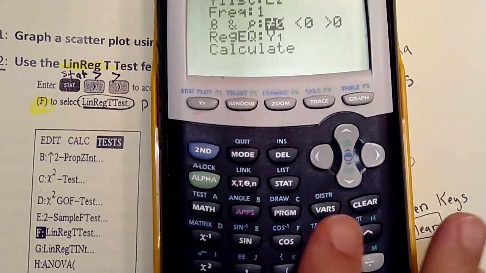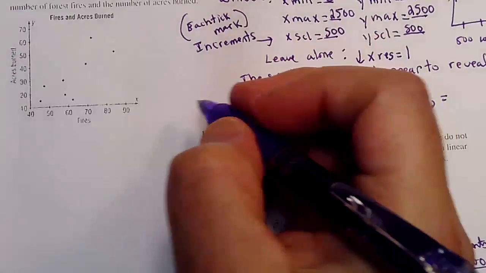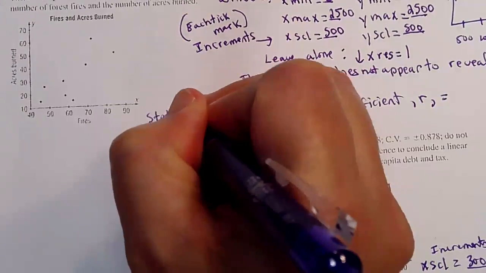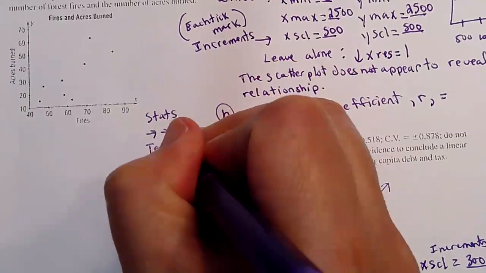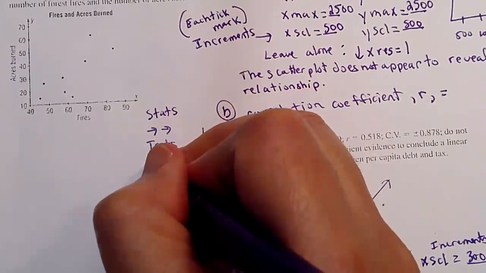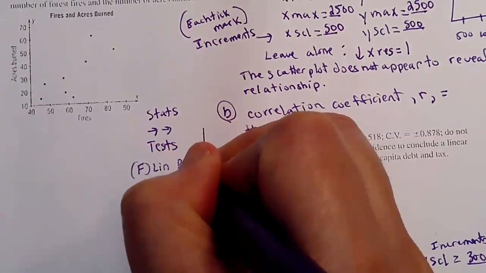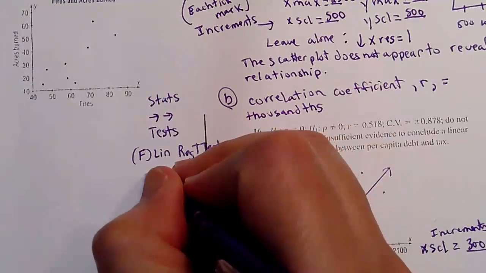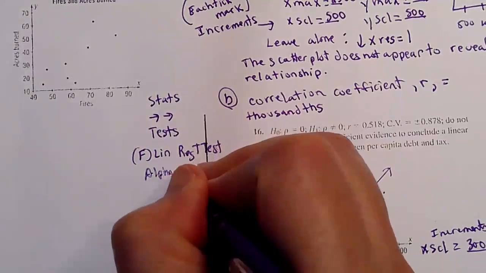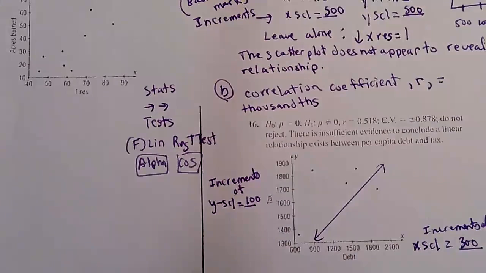And you see that also takes you there. So you have a choice. So that's what you need to do. That's what you need to start doing. So you do need to go to stats, and then you tap twice to tests, and then you want F, you want that linear regression t-test, which is found under alpha cosine. Okay, so you will always have to do that.